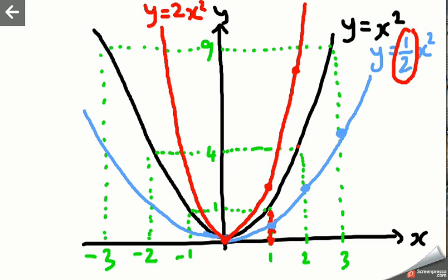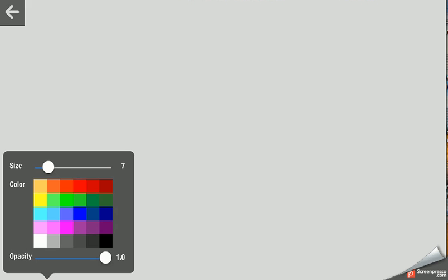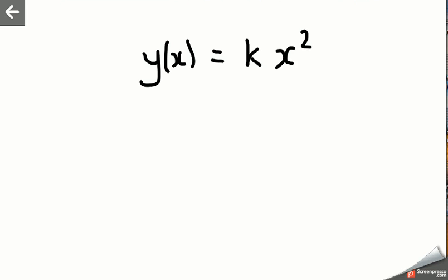Let's do a quick summary. Hopefully that was reasonably clear. A parabola is a function of the form y of x equals k x squared, where k is some constant. Remember, k can't be 0, otherwise it's not a parabola. If that's the case, then we've got two cases.